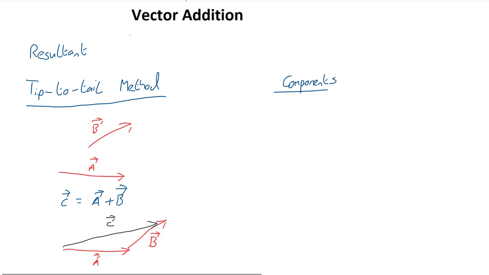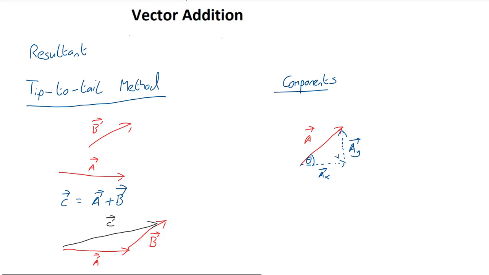Decomposing is in fact going backwards in the tip-to-tail method. To see this, let us just look at one vector, vector A. Just like in the tip-to-tail method, this vector A is equal to this vector A sub x plus this vector A sub y. As you can see, I've gone a bit backwards. What is the benefit of this?